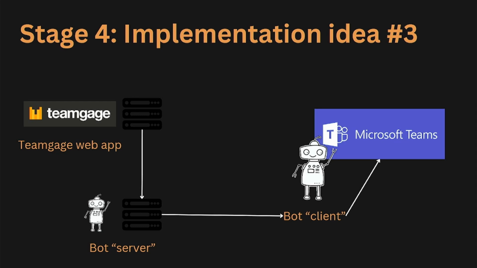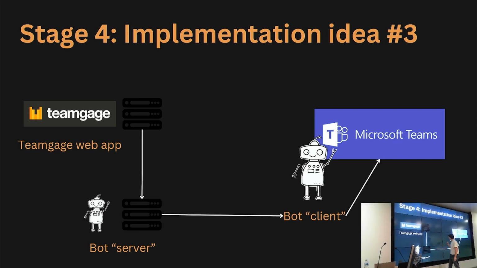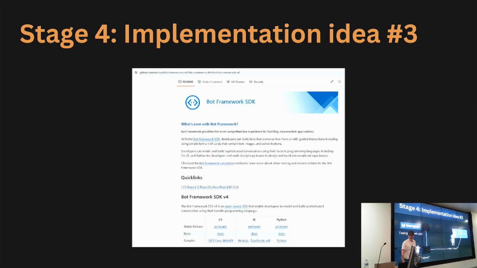So ideally, the flow of information is TeamGauge wants to send a notification to Bill Gates at Microsoft.com. It sends a message to the bot server. The bot server scans through the clients that it knows about and says, hey, I do know someone called Bill Gates at Microsoft.com. I'll send it to their client. That's the plan.